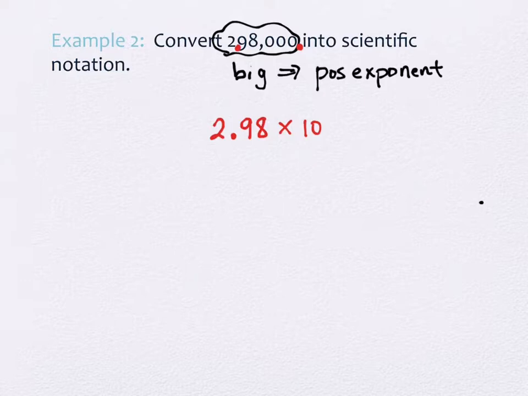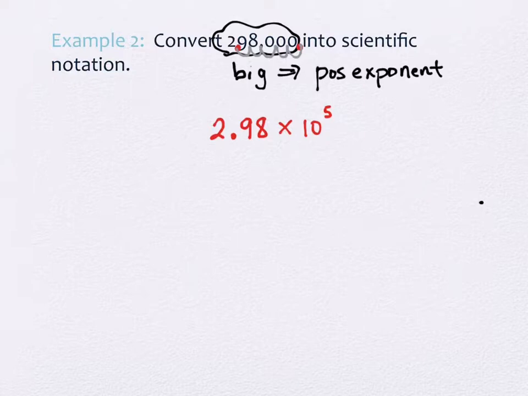And be careful when you're counting that you don't count the end points. That will sometimes happen, people will count as well. So you count the moves. This is 1 move, 2, 3, 4, and 5. So my exponent will be 10 to the 5th. And again, it's positive because the number is a large number. Okay?